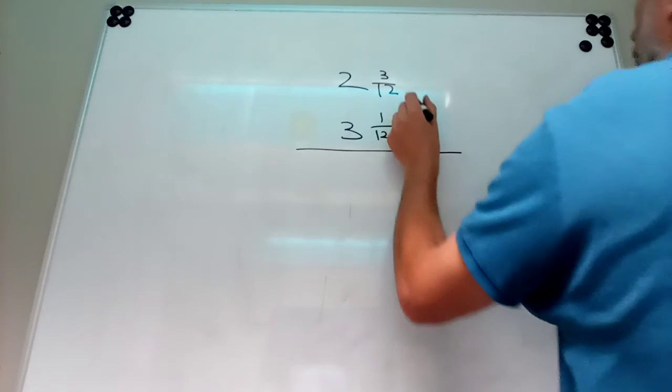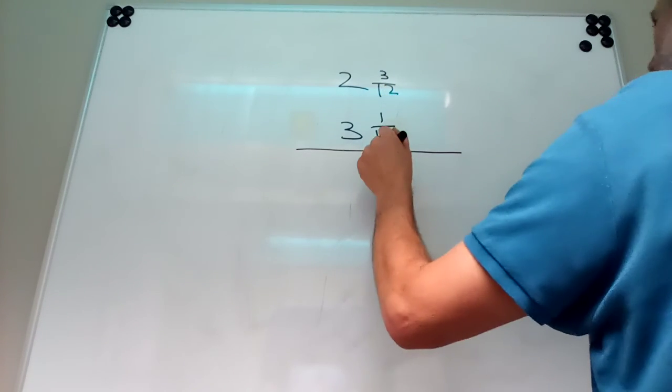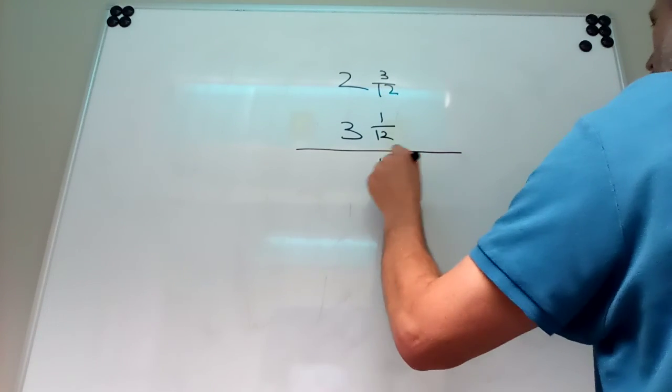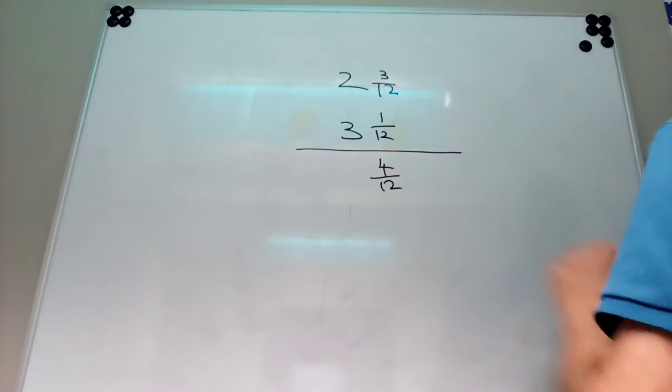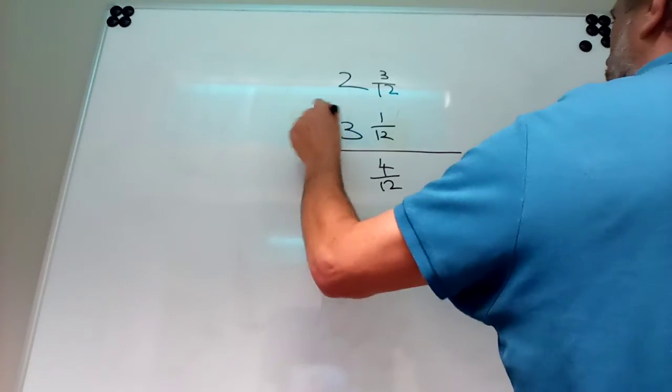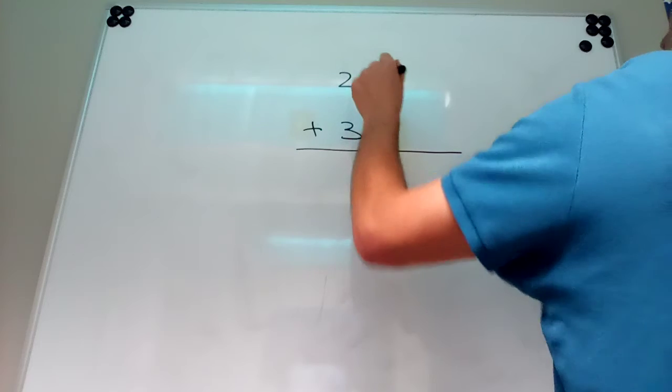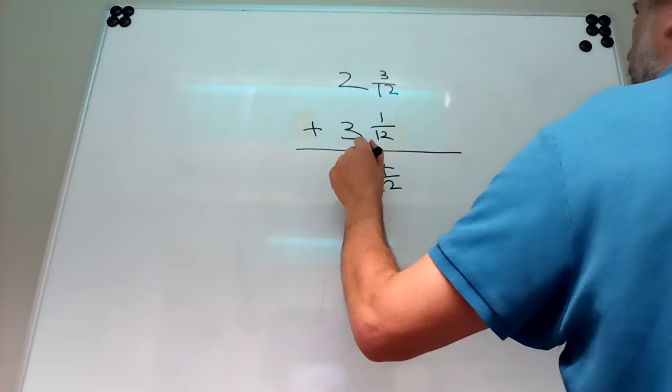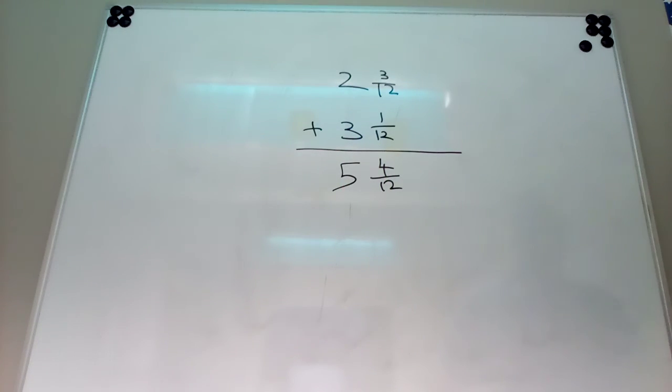We've got a common denominator, so we can add our 3 plus our 1 to give us 4, and our common denominator is 12, so we keep it. And then 3 plus 2 is 5, and we got 5 and 4/12. Now, is that the lowest answer?